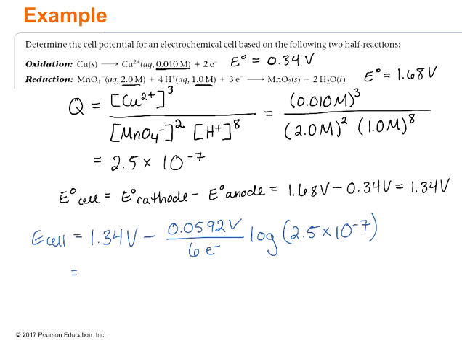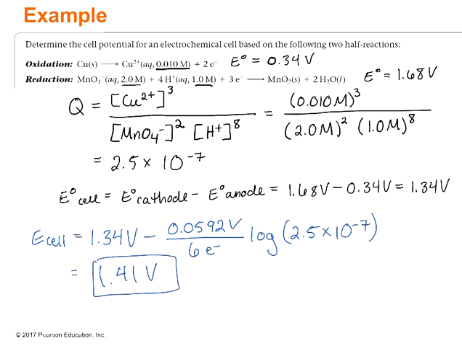Okay. So this is a lot to plug into your calculator. So if you want to solve this step by step, feel free. For instance, you could start by taking the logarithm of Q and then multiply that by 0.0592. And then divide that by 6, and then you can subtract that from 1.34. So doing things in steps can sometimes help prevent errors. All right, so once we do plug all that in, we should get 1.41 volts.